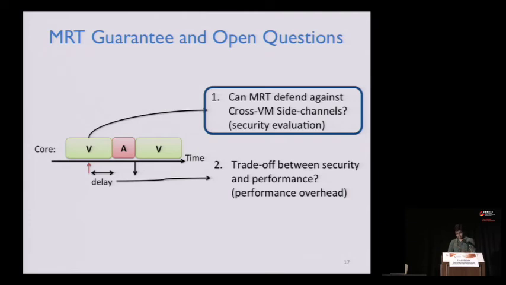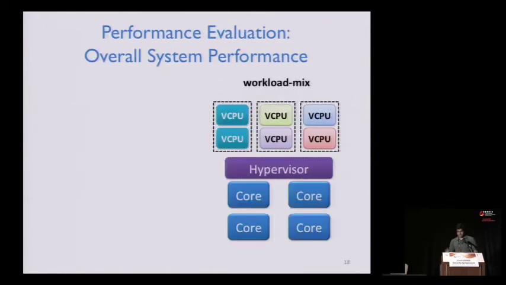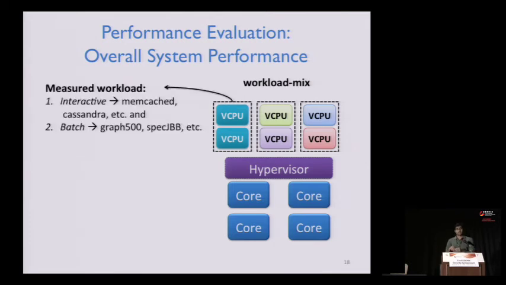Next, let's look at the performance characteristics of MRT value and how high we can set this MRT value, as a higher MRT value means better security, as we saw earlier. In this experiment setting, we configured 3 VMs to run each with 2 vCPUs and ran it on a 4-core machine. One of the VMs was used to run the measured workload, where we used realistic interactive and batch workloads like Memcached, Graph 500, etc.